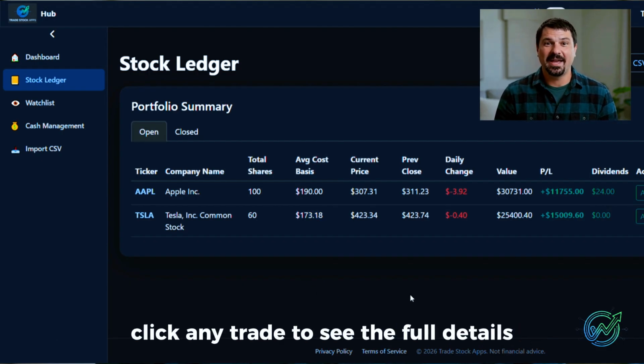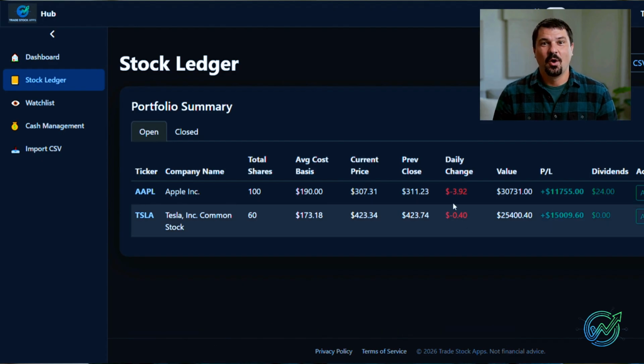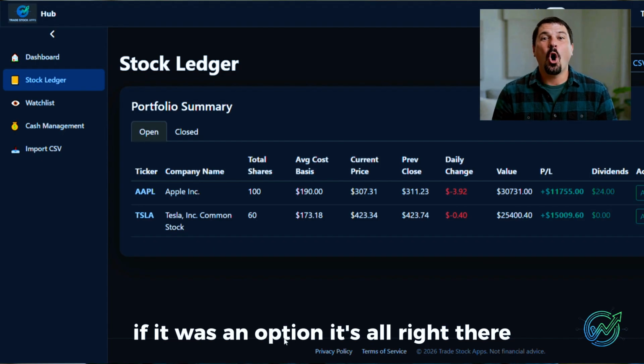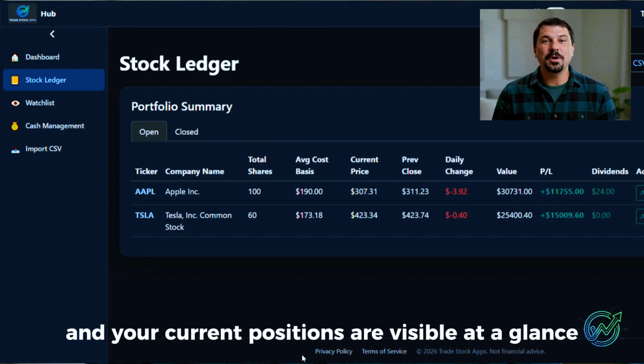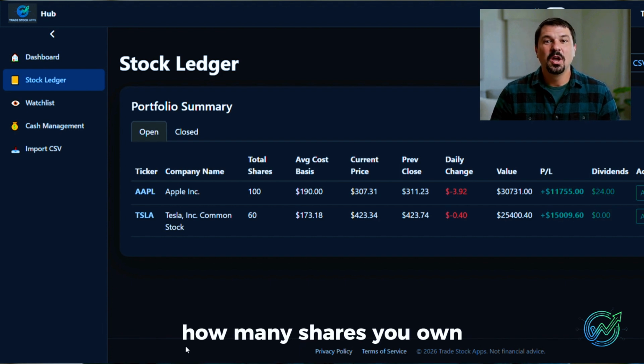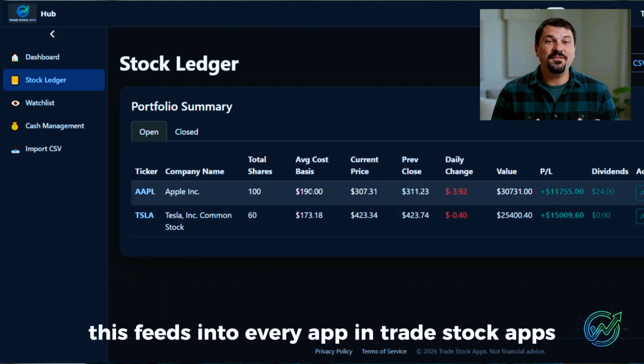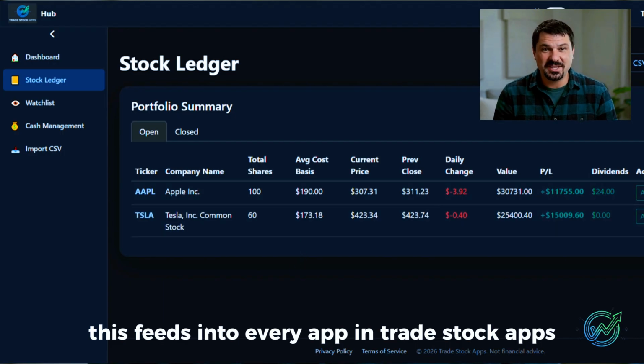Click any trade to see the full details, when it was executed, whether it's still open, and whether it was assigned if it was an option. It's all right there. And your current positions are visible at a glance. How many shares you own, what you paid for them, and your total cost basis. This feeds into every app in Trade Stock Apps.